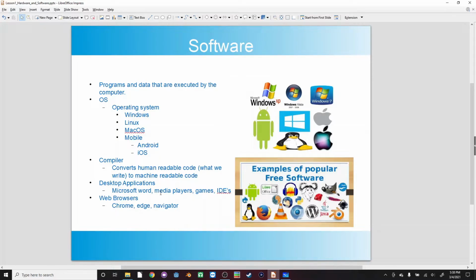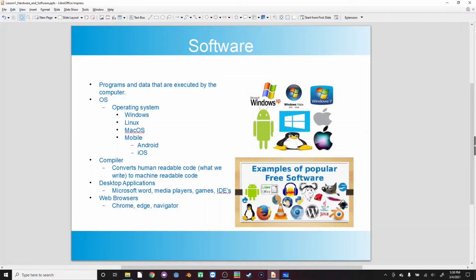Some common desktop applications are Microsoft Word, Windows Media Player, any video game, and IDEs. I covered what IDEs were in the previous video. If you want to know what that is, go take a look. And web browsers are also very common software.